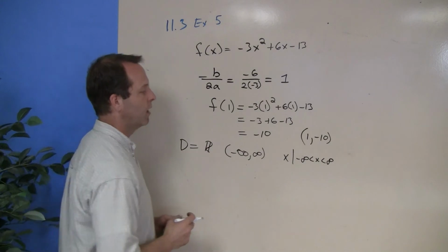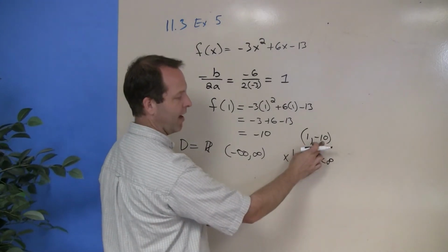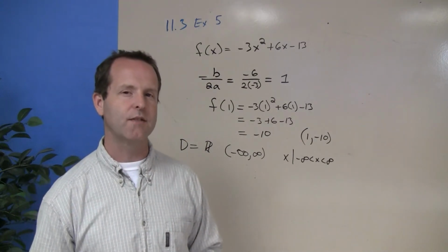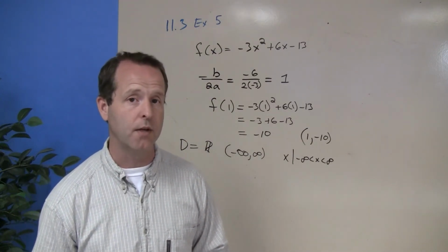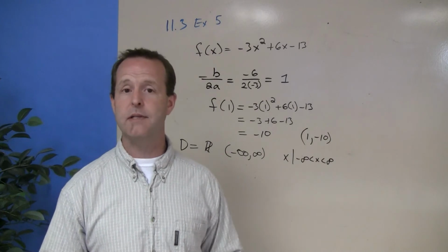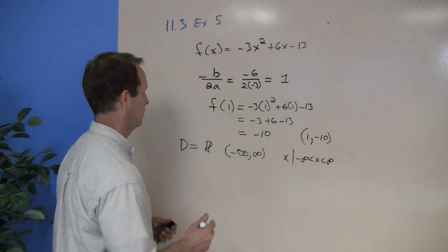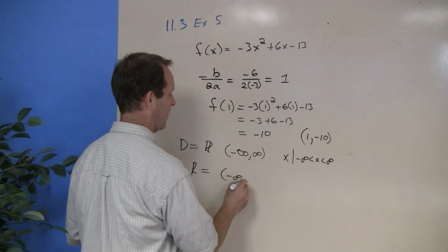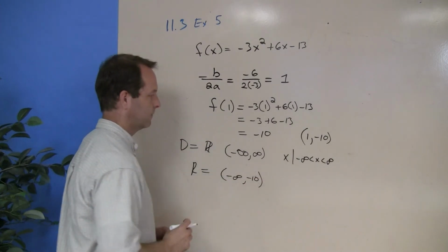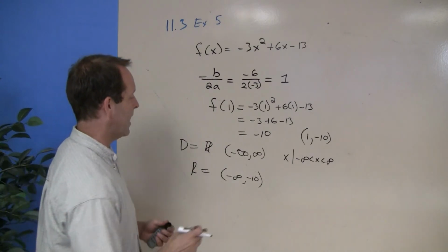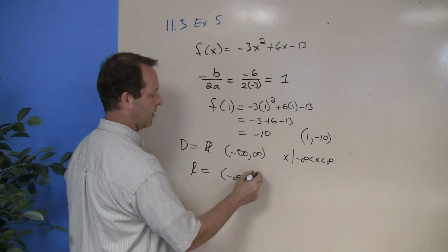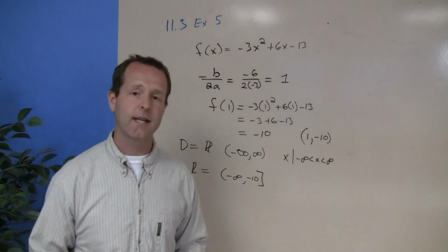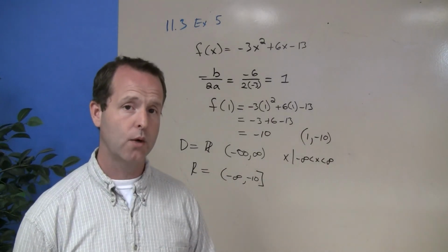What's its range? Well, its range is its y values, and its vertex is at -10, and we knew that -10 was a maximum value. So its range is all numbers less than -10. The best way to write that is -infinity to -10. And actually, -10 is a solution, so it's going to be a hard bracket right there. So those are some of the things I can tell without necessarily having to graph it.